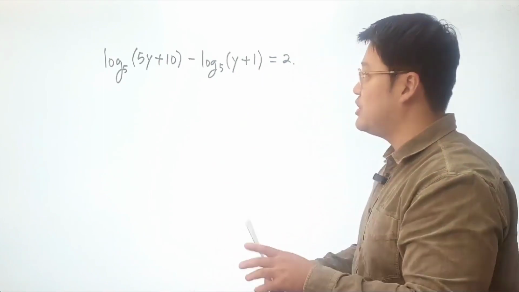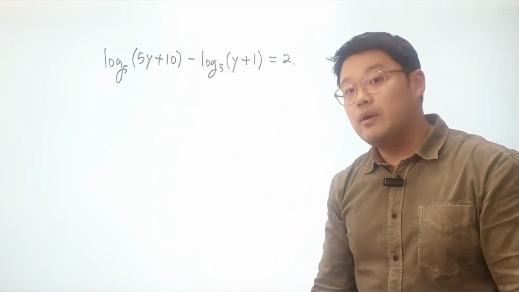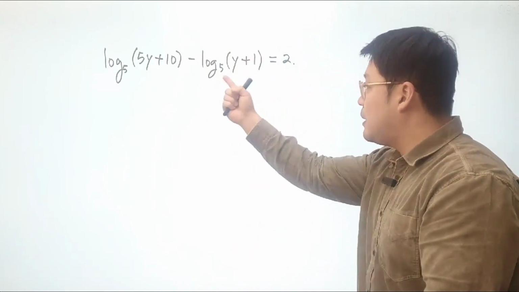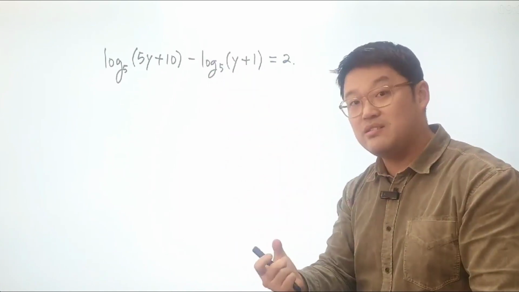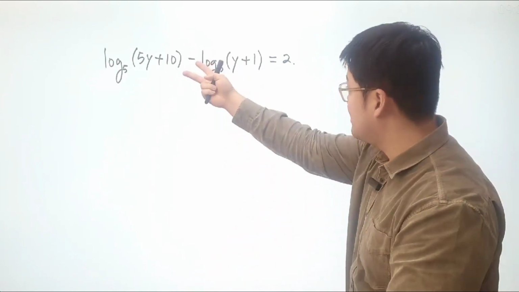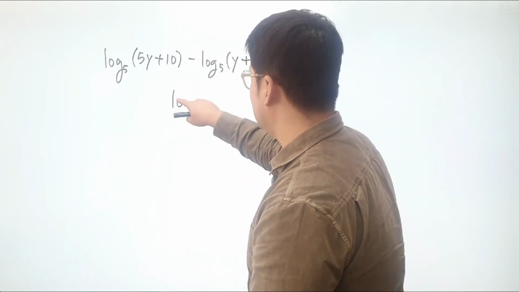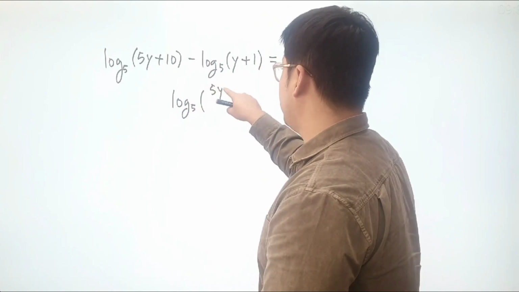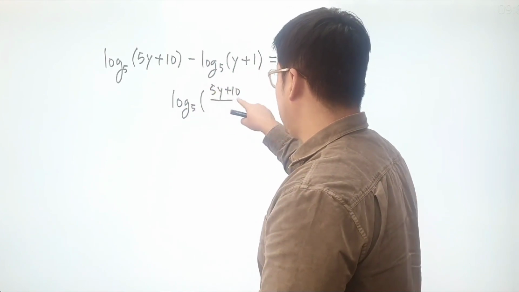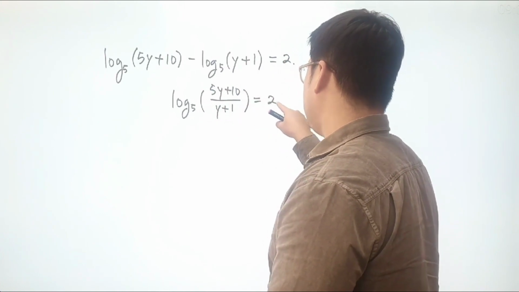The first thing you've got to check is that whatever expression goes inside the parentheses has to always stay positive, right? That being said, we're subtracting two logarithms with the same base. We can group this into a quotient inside a single parenthesis. So I can switch this into log base 5 of (5y plus 10) divided by (y plus 1), and that will be 2.